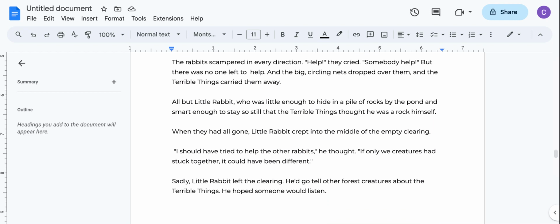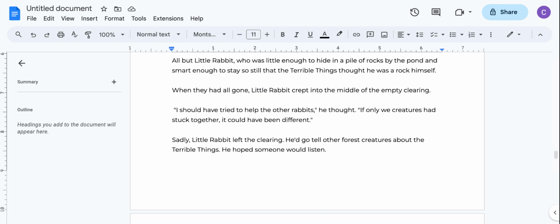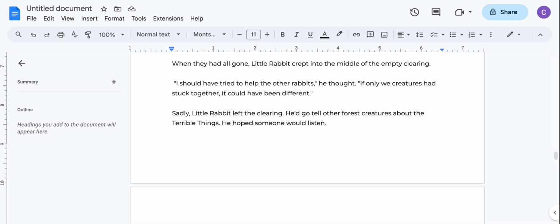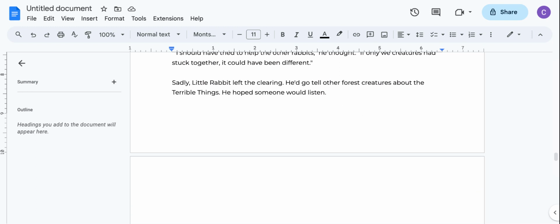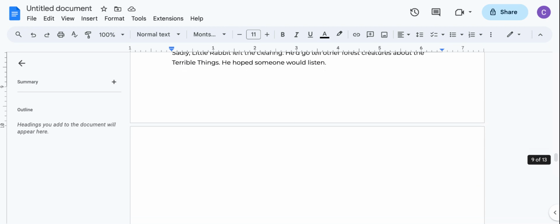But there was no one left to help, and the big circling nets dropped over them, and the terrible things carried them away. All but Little Rabbit, who was little enough to hide in a pile of rocks by the pond, and smart enough to stay so still that the terrible things thought he was a rock himself. When they had all gone, Little Rabbit crept into the middle of the empty clearing. I should have tried to help the other rabbits, he thought. If only we creatures had stuck together, it could have been different. Sadly, Little Rabbit left the clearing. He would go tell the other forest creatures about the terrible things. He hoped someone would listen.